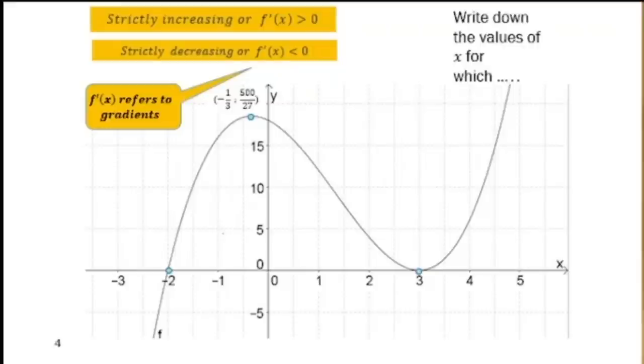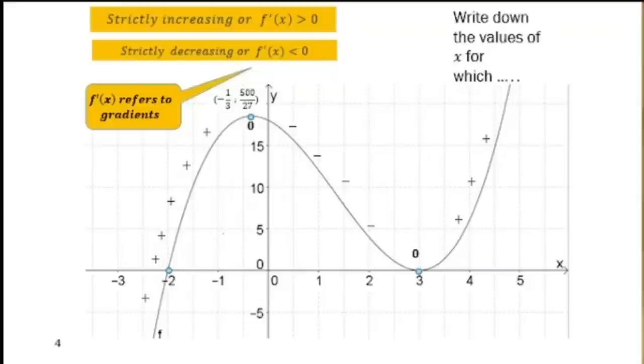So now I've got to look at the gradient of this graph. If I once again start on the left, my graph has got a positive gradient all the way till my turning point where x is negative a third, and there my gradient is zero. Then if I walk my graph, I've got a negative gradient all the way again until my turning point where x is equal to 3. And then my gradient is positive again after that.